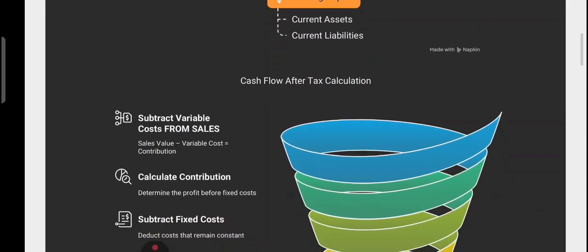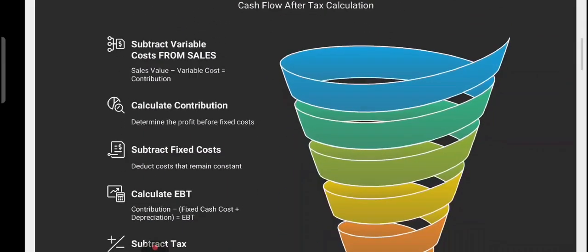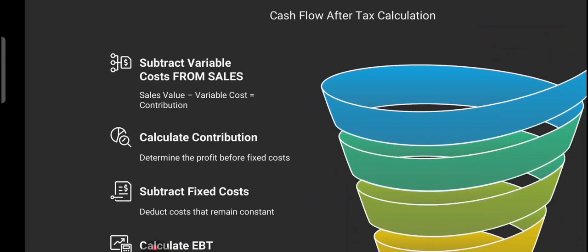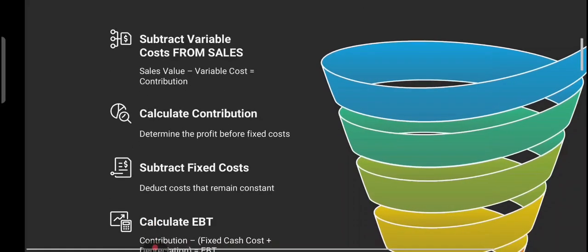Now have a look at how we calculate the CFAT. There is a step-by-step process I will tell you to calculate the cash flow after tax. Ever wondered how businesses actually calculate the cash they truly earn after paying tax? Because the name itself suggests cash flow after tax, they have paid the tax. So how do they calculate the cash they truly earn? Let's break it down in the simplest way.